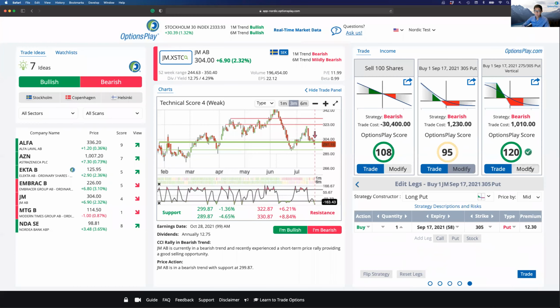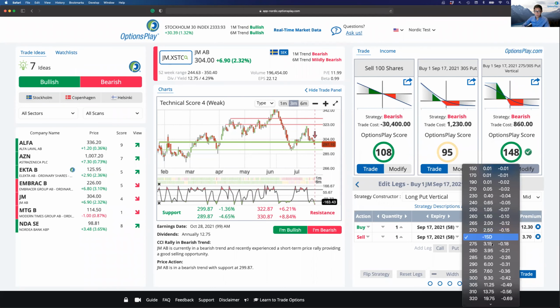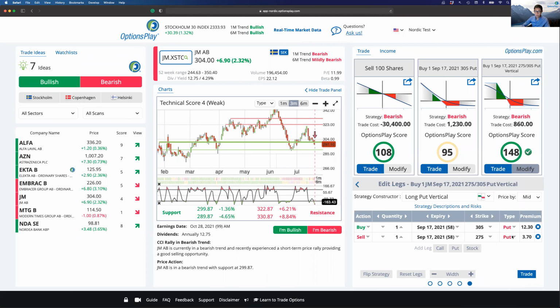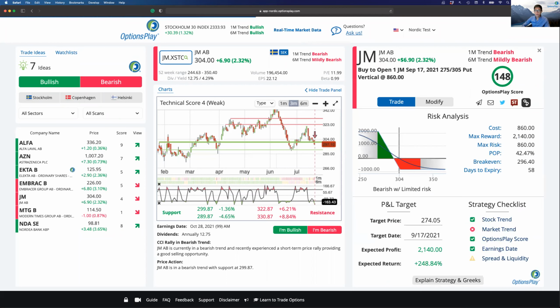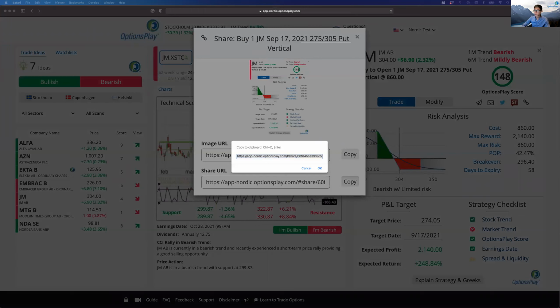We'll also look at the debit spread. That is a popular strategy. So if I go out to September and I buy the 305 puts, that's a 49 delta, so about 50 deltas or so. I'm going to sell the 275s, which is 18 deltas. That's the closest to the 20 deltas. That's how I'm trading this 305 275 put spread, which risks 806 crowns to try to make almost triple that, 2,140 crowns. So we'll look at this one, JM, bearish, long put vertical, which is a debit spread.